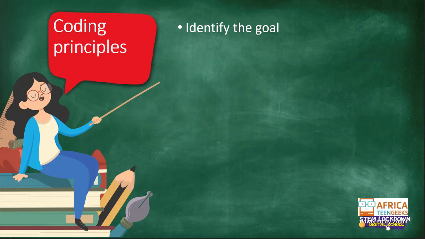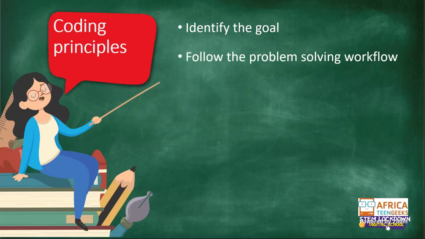So we need to identify the goal. Next, we want to follow the problem-solving workflow. Once we have a goal, we can break that down into many smaller problems. So instead of trying to write a 10-block code to solve the entire problem, we can break it down into smaller problems, and then we only have to write a few blocks of code each time, making it easier for us to do that.